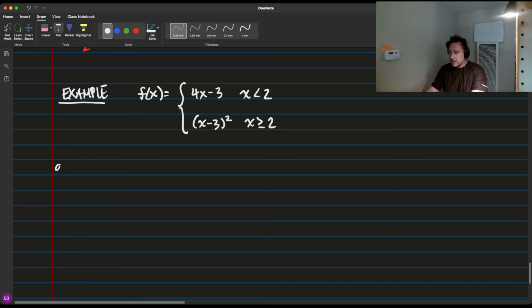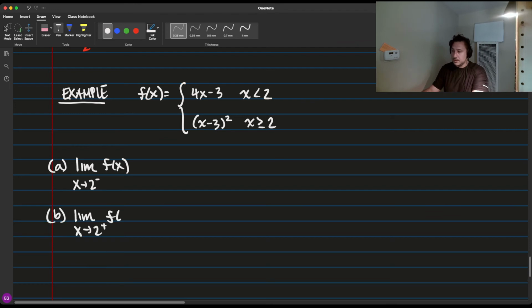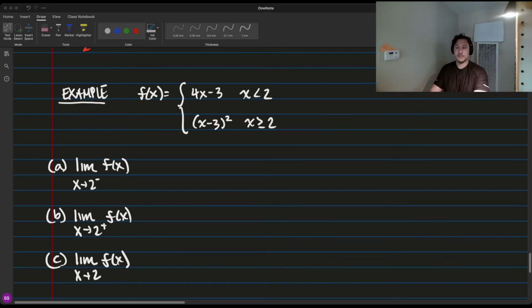Okay, we're going to calculate a limit. We're going to do the limit as x approaches 2 from the left. We're also going to do the limit as x approaches 2 from the right. And then we're also going to figure out what's the limit as x approaches 2, period. Okay, so Wolfram is going to help us out here. We're going to use it to make the graph. So let me switch over.